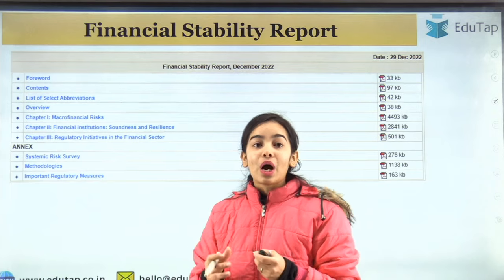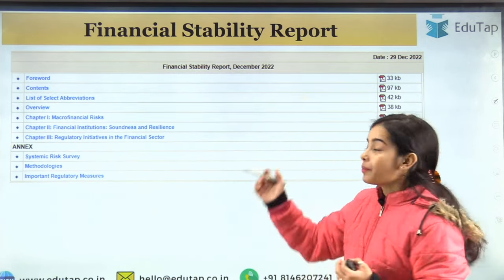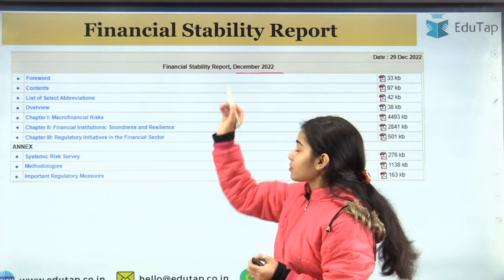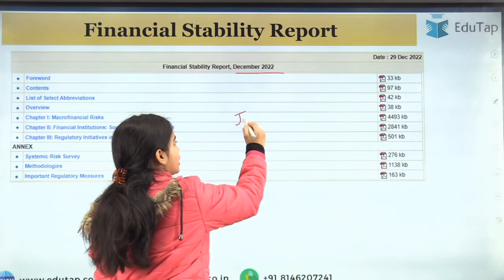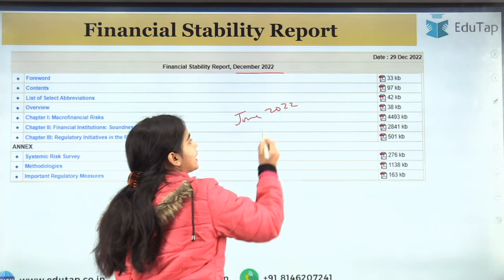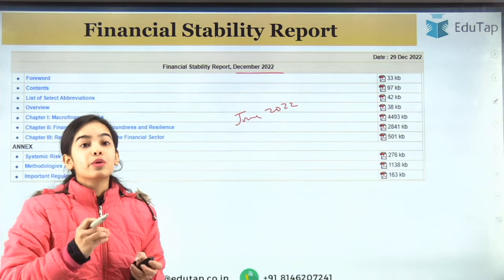Okay, so now coming to the Financial Stability Report that is released by the Reserve Bank of India in December 2022. So the previous publication of the FSR was in June 2022. So we can understand that this report is released twice in a year. Okay, so this is a semi-annual publication.